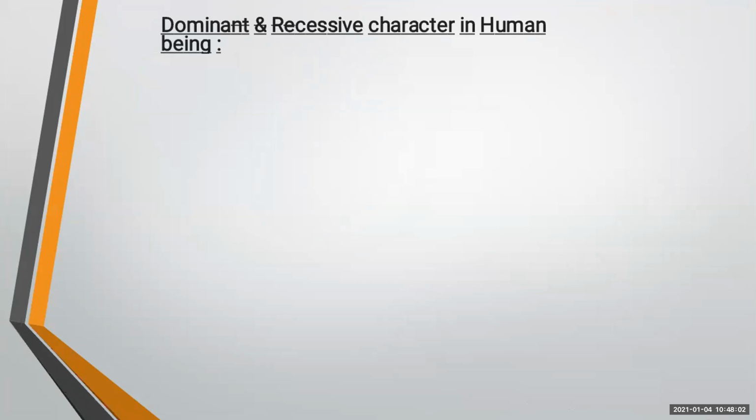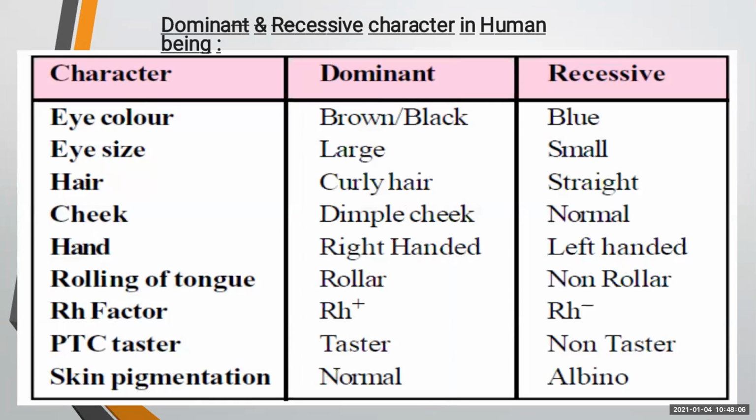So as in plants, there are dominant and recessive characters in human beings also. So quickly we'll discuss that. Eye color: if it is brown or black, it is a dominant character. You'll find that most people have brown or black colored eyes, and having blue colored eyes is a recessive character. That is, it is rarely seen, or very few people have this character.